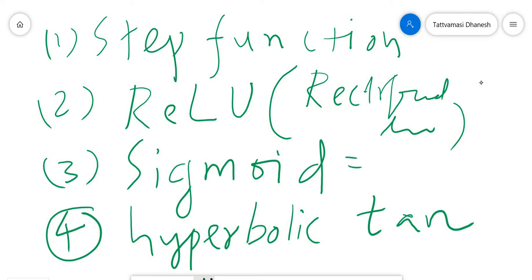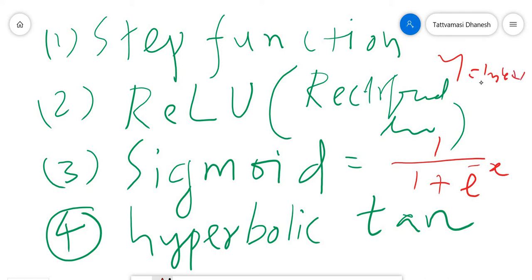I can tell you about the sigmoid function. It is represented by the equation. I will use another color. It is 1 by 1 plus e raised to minus x. This is the equation for the sigmoid function. ReLU is y is equal to mx plus c, a simple straight line, but in more detail we will discuss these aspects. The step function and hyperbolic tan we will discuss later. So these are all the commonly used activation functions.